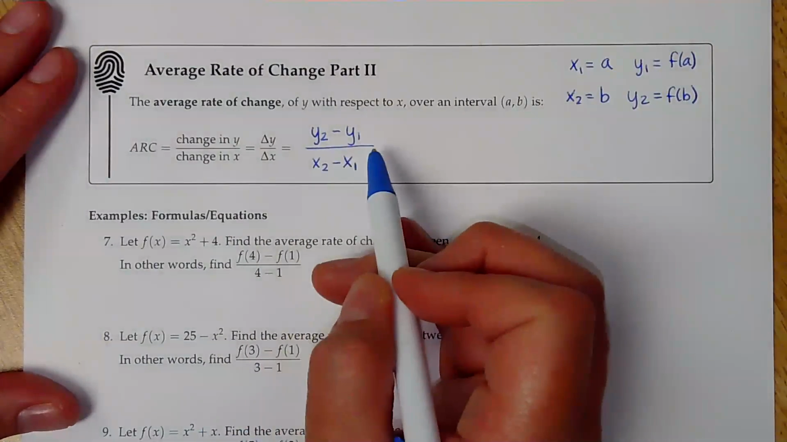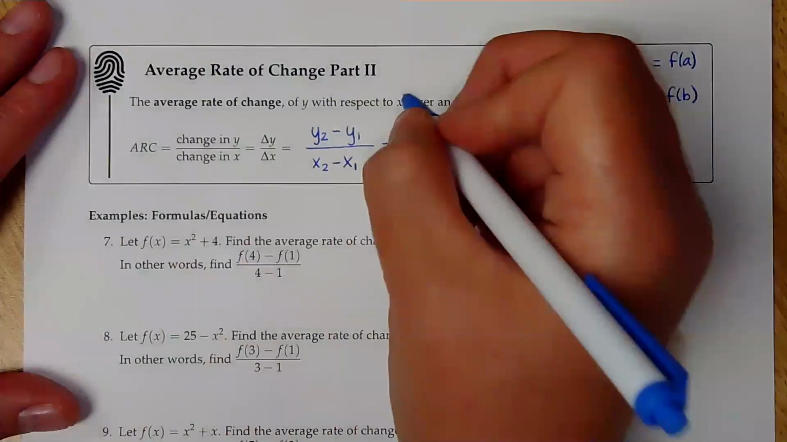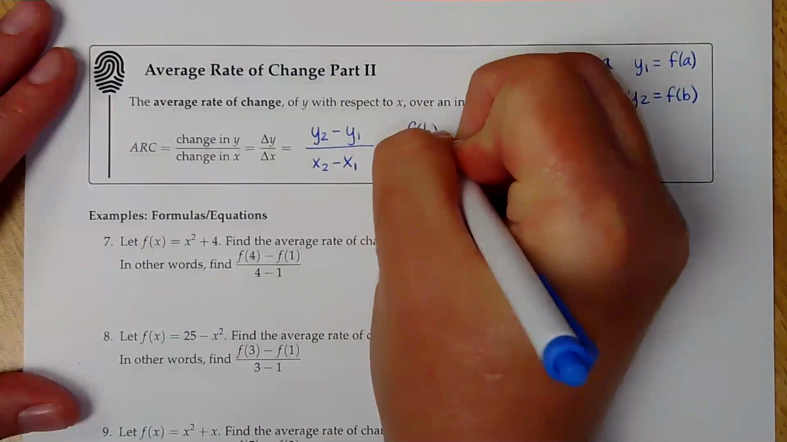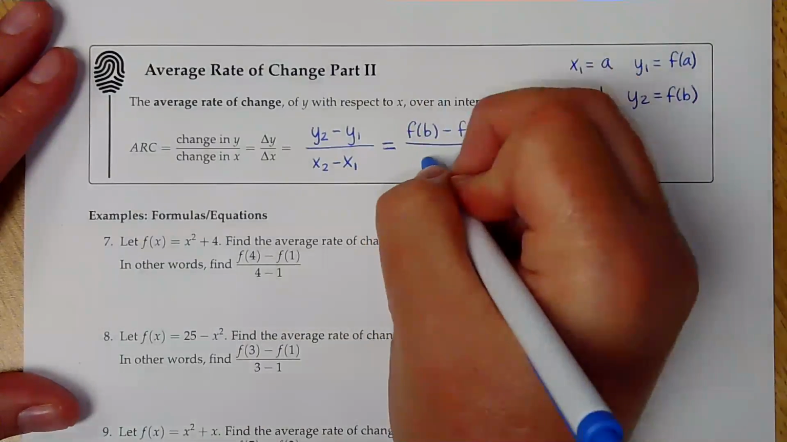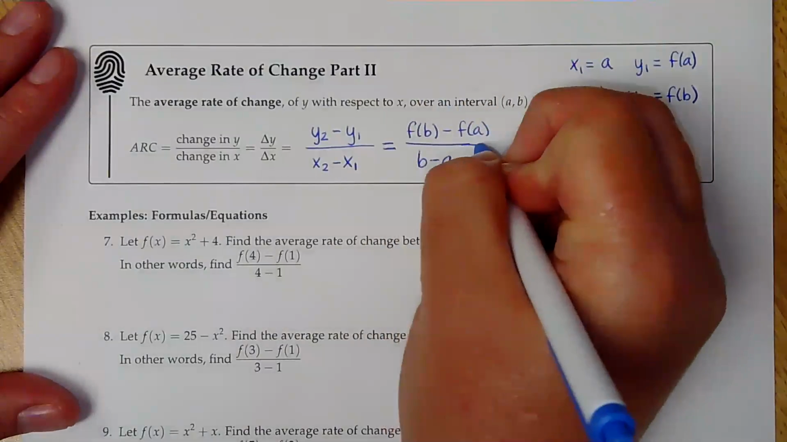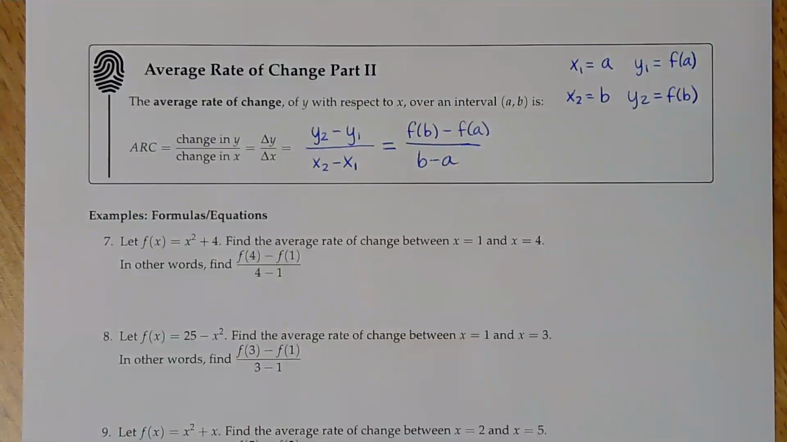So this y2 minus y1 over x2 minus x1 can be rewritten as f of b minus f of a over b minus a. Okay, and this should look really familiar to our formulas for finding the slope of a line. Okay, so hopefully this looks a little bit familiar to you. Let's give this a try.